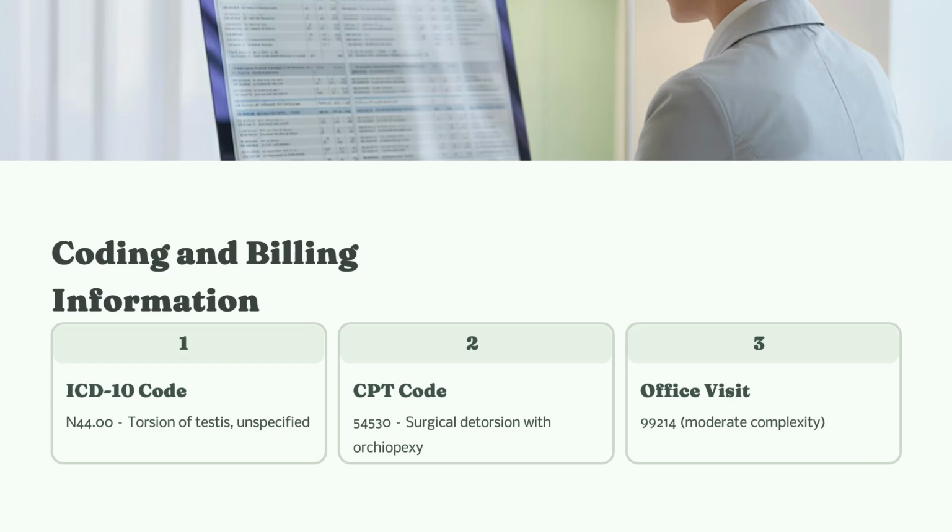Coding and billing information. ICD-10 N44.00, torsion of testis, unspecified, and CPT code 55430 would be used in a surgical setting. We are primary care, so we would use the office visit code 99214 or 99215, depending on the complexity of the situation.